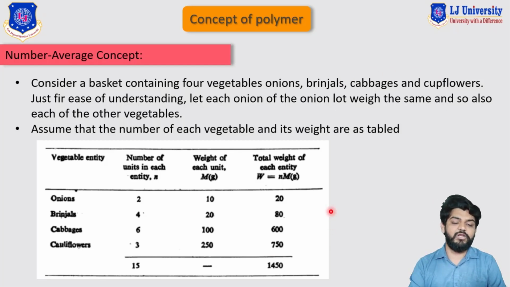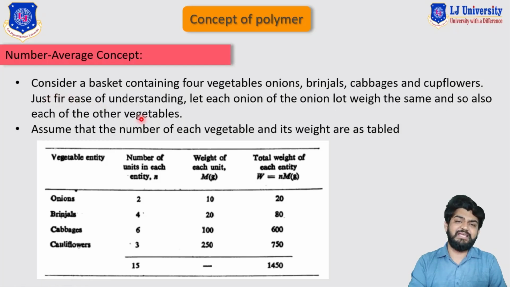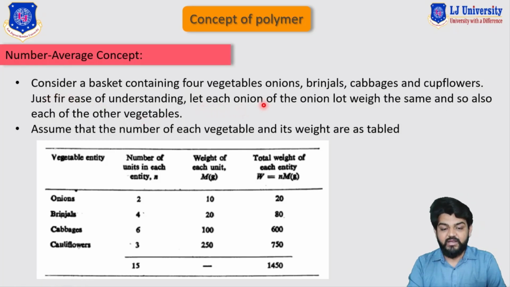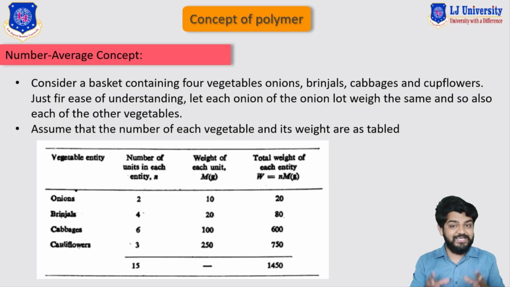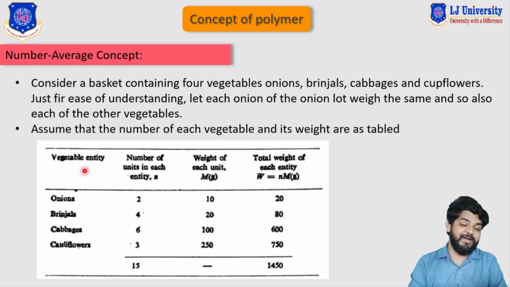Here this table shows their number and their weights. Just for ease of understanding, let each onion of the onion lot weigh the same, and so do all the other vegetables. So the weight of all the onions is the same, and the weight of all the brinjals is considered equal, and similarly for the cabbage and for the cauliflower. Now assume that the number of each vegetable and its weight are represented by this table.